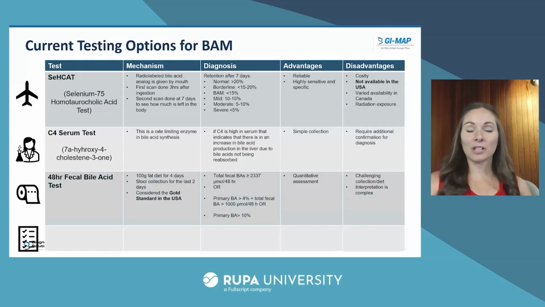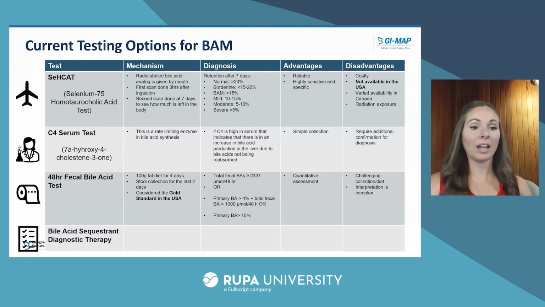But the disadvantages potentially that you can see here is that if somebody actually has BAM, they may already be limiting their fat intake to help their symptoms and to feel better. And we're asking them to provoke their symptoms for 4 days, eating 100 grams of fat, which is likely going to increase their bowel movements, increase their motility. And then we're going to ask them to collect all of those stool samples. It's a bit of a hard sell, so it's challenging, and the interpretation in the lab can be a little bit complex as well.